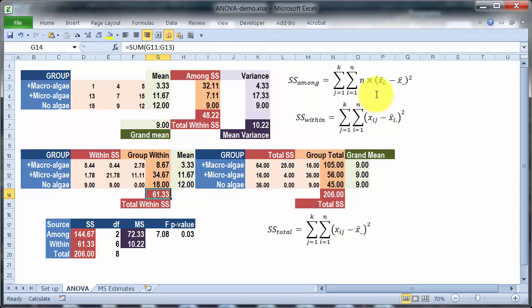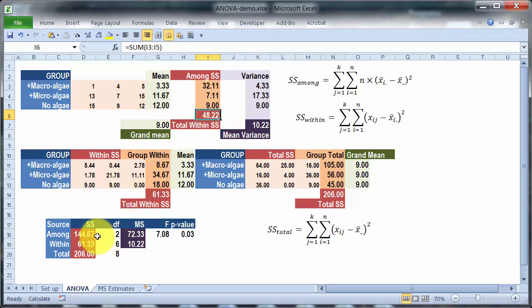What we do here is take the mean for the group, subtract the grand mean, 9, and square that value. So that gives us an among sum of squares there, 3211 for group 1, 711 for group 2, and 9 for group 3. The large among for the first group there is an indication that it is the one that is different from the others. Then we add those up.